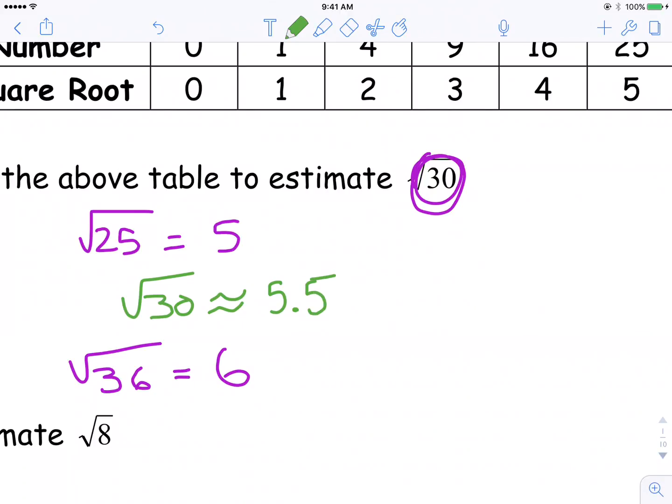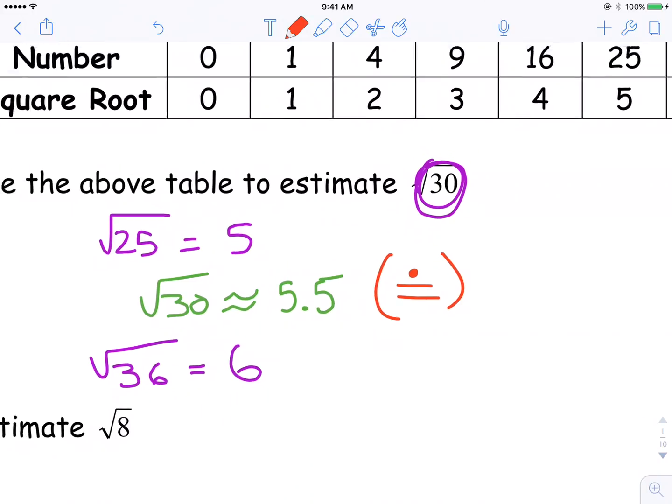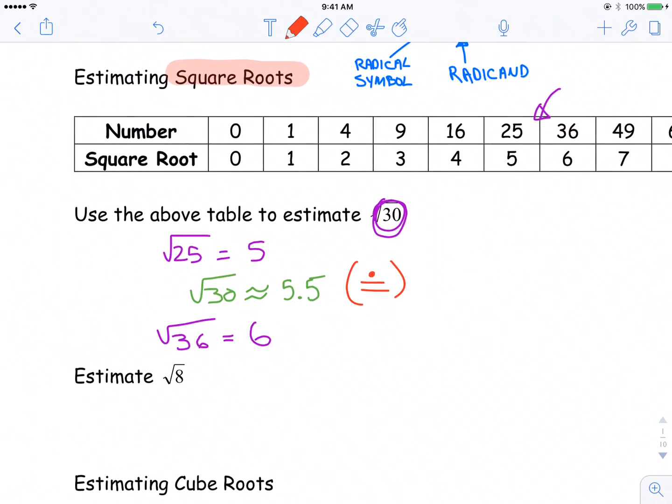I could also use this symbol, an equal sign with a dot above. Both of those mean approximately. So remember, you're just estimating here, so you just have to come up with something that's a logical estimate of, in this case, the square root of 30. I know that the square root of 25 is 5. I know that the square root of 36 is 6. Square root of 30 is going to fall somewhere in the middle. And in this case, it's going to be right in the middle between 25 and 36.